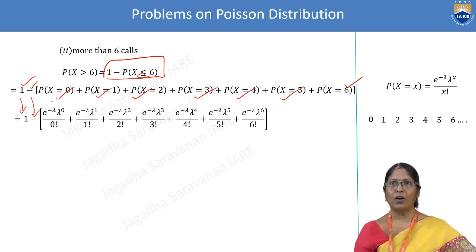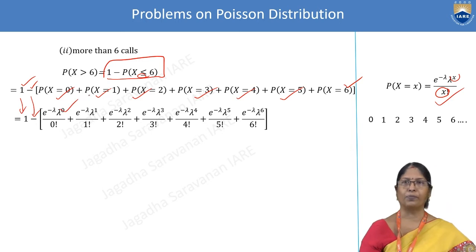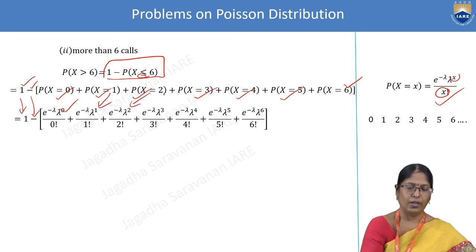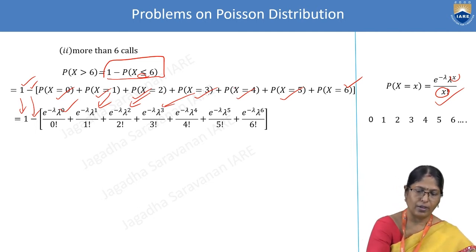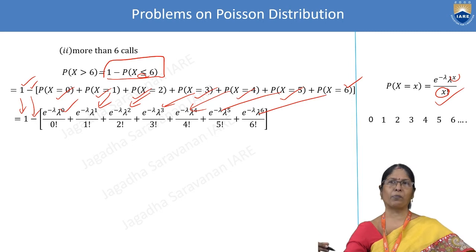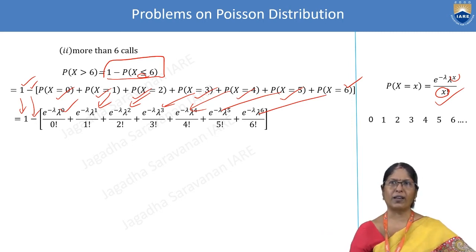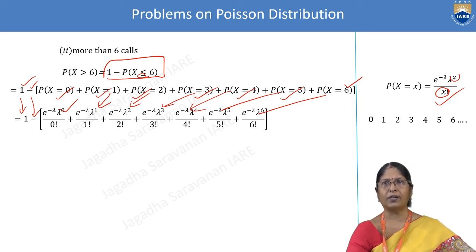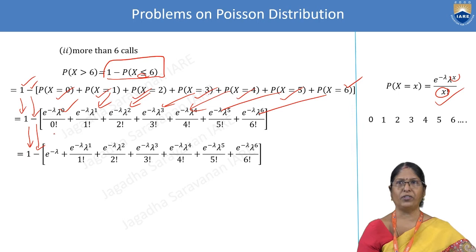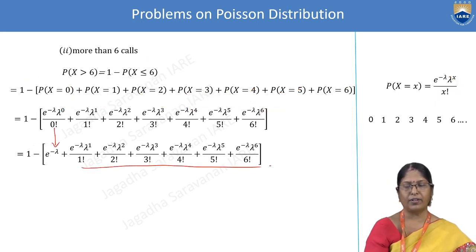So 1 is written, minus is written. Now, this is the Poisson distribution formula. In the x place we will substitute 0, then 1, then 2, then x place 3, x place 4, here 5, here 6. E power minus lambda we are not touching; every term has e power minus lambda, so better we take it common. In the final stage we will substitute lambda. So now 1 minus. Only the first term has a change; the remaining are as written.